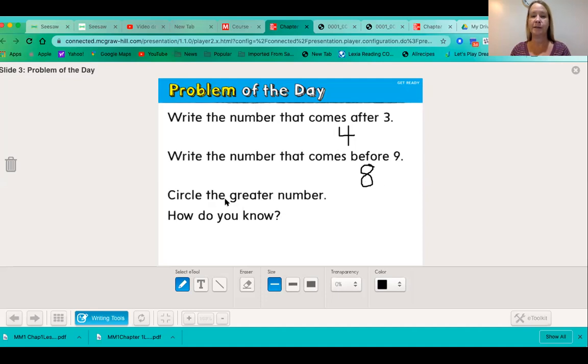You got it. Circle the greater number. Which one is greater, 4 or 8? I know that 8 is greater than 4 because when I'm counting, 8 comes after 4.